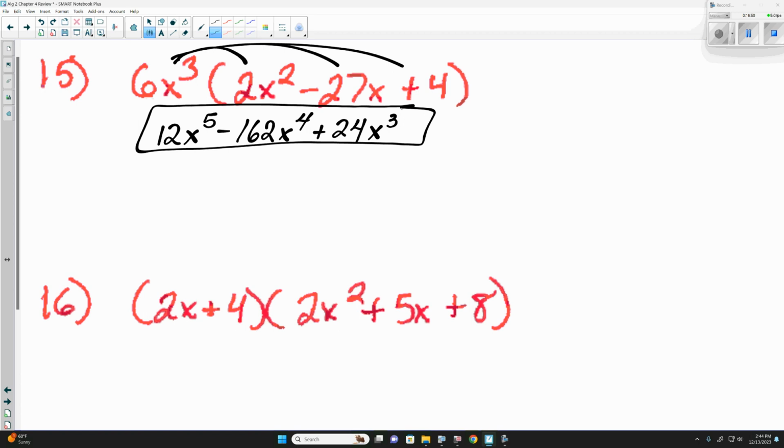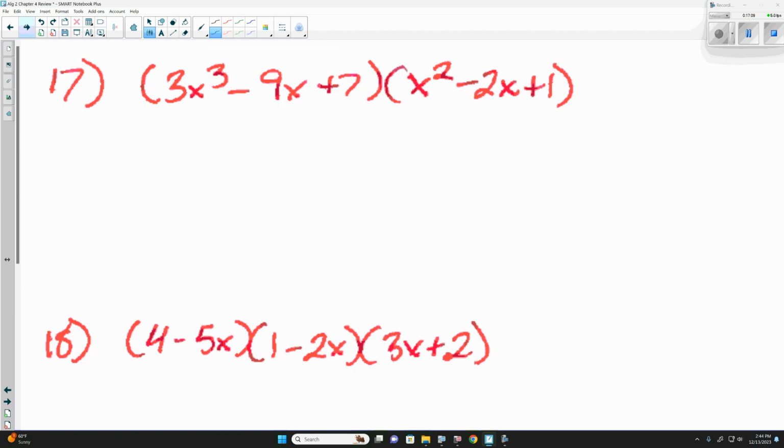Questions on 15? Questions on 16 or 17? Is there one of those that you want to see worked? We good with 16 and 17? Questions on 18 or 19?